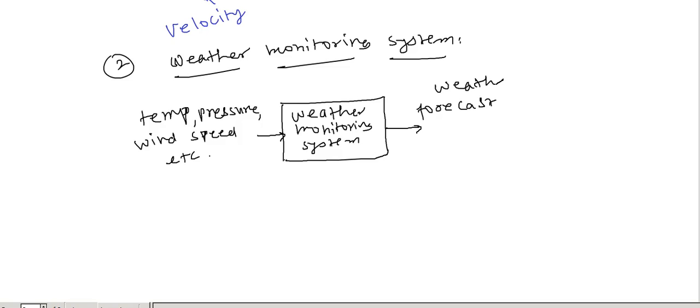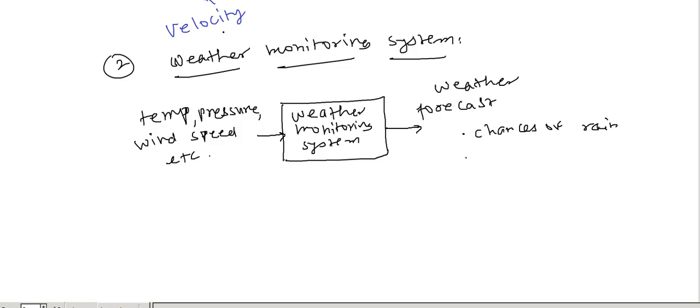so for example, they can say what are the chances of rain in a particular region, or even they can predict the possibility of some natural calamities, for example, any cyclone or tsunami, and they can issue a warning, so that corrective measures can be taken in due time. Okay, so this is a weather monitoring system.